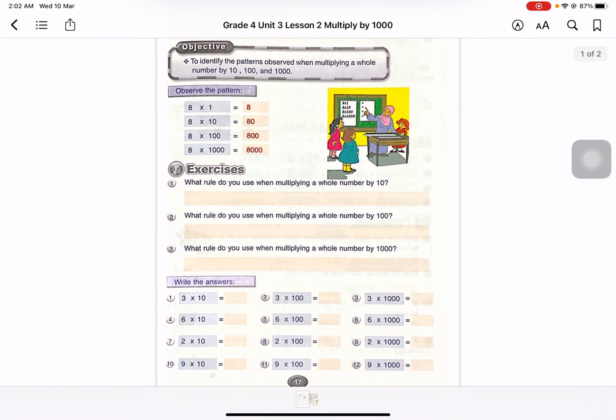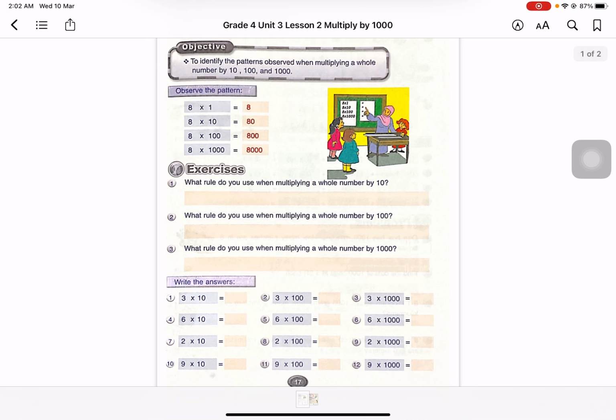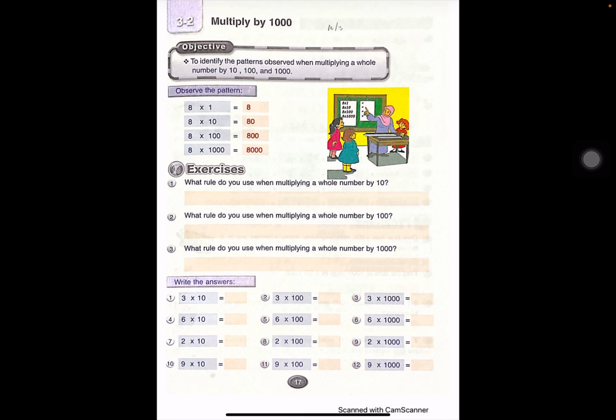Today we are going to have a new lesson. My lesson is lesson 3.2. It is 3.2 multiplied by 1000. You have a number and you are going to multiply it by 1000. My objective in this lesson is to identify the pattern observed when multiplying a whole number by 10, 100, 1000. They will give us numbers, and we are going to continue the pattern.